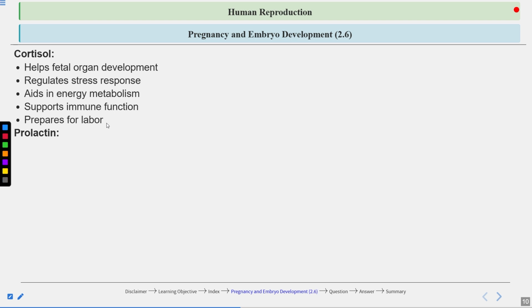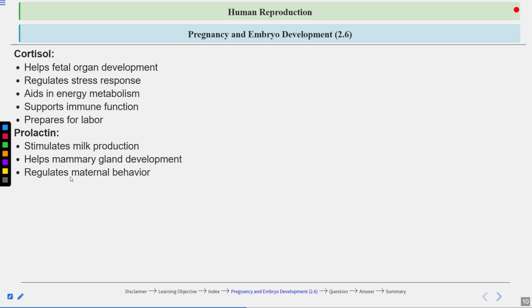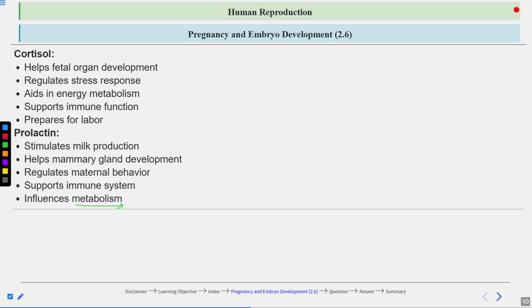Now, what is the function of prolactin? It stimulates milk production. This is the major role. It helps mammary gland development as well. It regulates maternal behavior also. It supports the immune system. These are some of the other roles of prolactin. It influences metabolism also, but the main role is milk production.